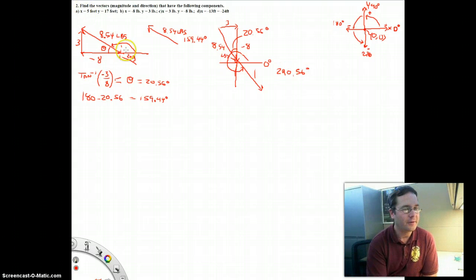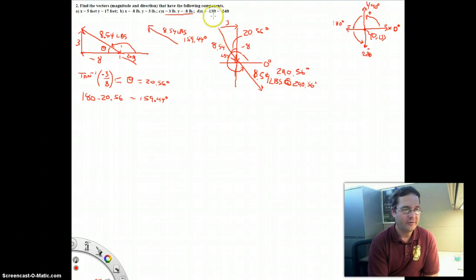So to finish this problem, the final resultant vector, all we have to do is plug in its length, which we already knew was 8.54 pounds. So 8.54 pounds at the direction 290.56 degrees. That's the answer to part C of this.